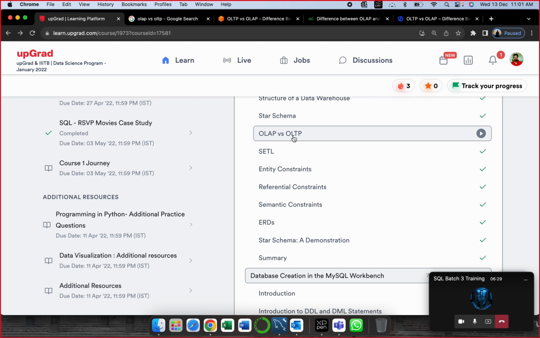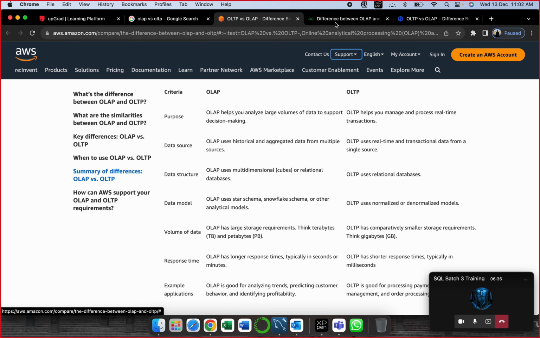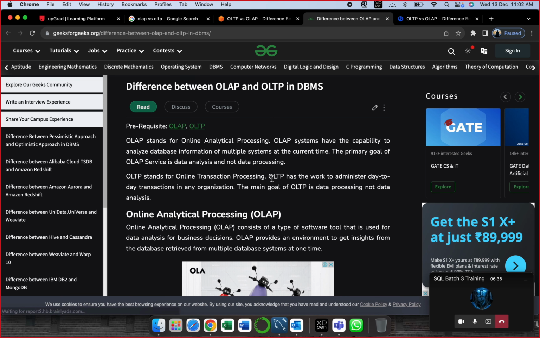What is OLAP versus OLTP? OLAP versus OLTP. So OLAP, the full form for OLAP is Online Analytical Processing.